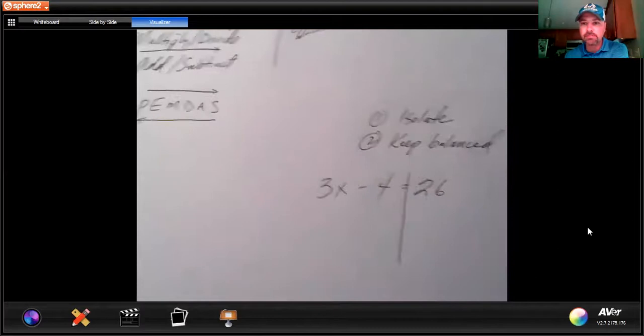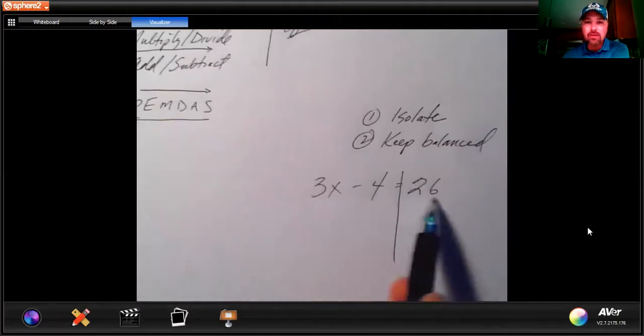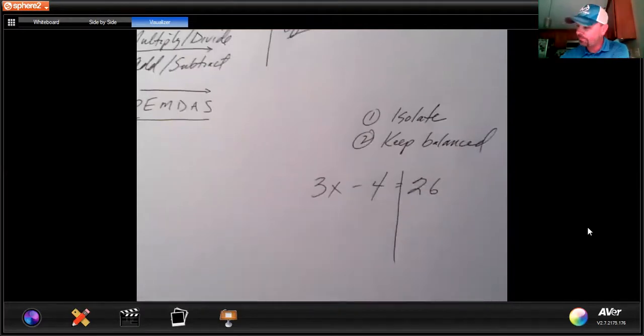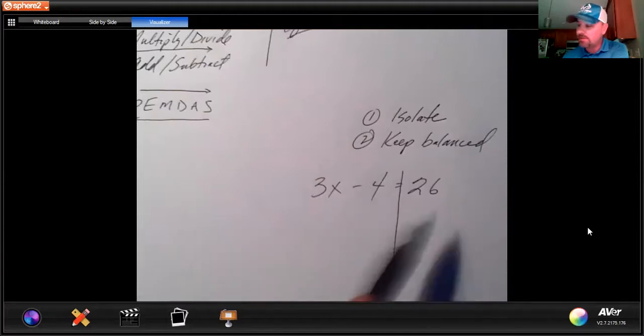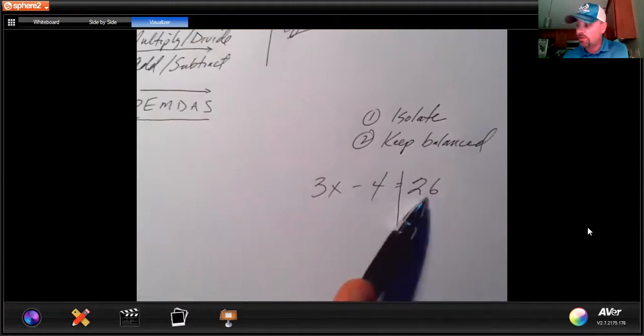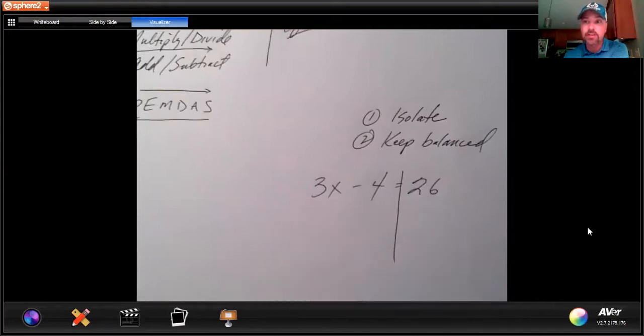And keep balanced, okay? This problem right now is balanced. How do I know? Because the equal sign tells me. Right now, both sides are 26. I can use this to tell. This is 26, and this is equal to that, so it's 26 as well. All right? So as I go through and change this, I need to keep it balanced.